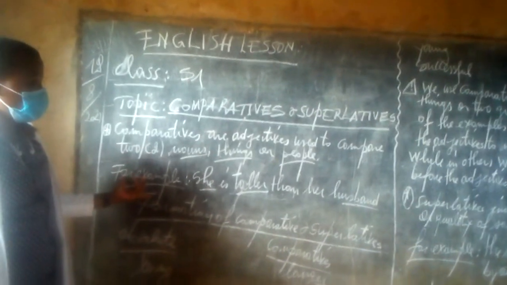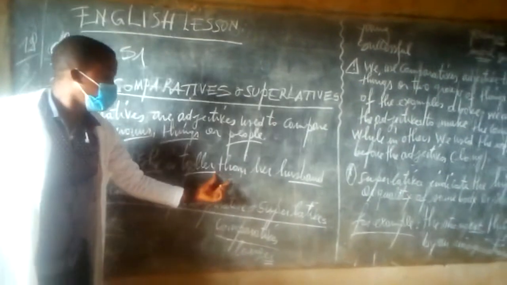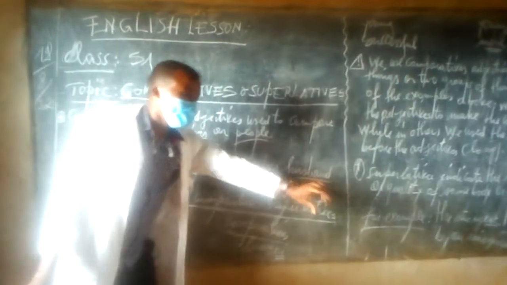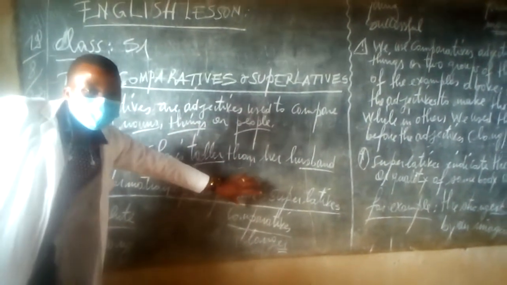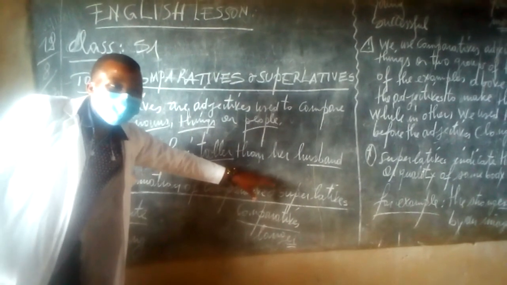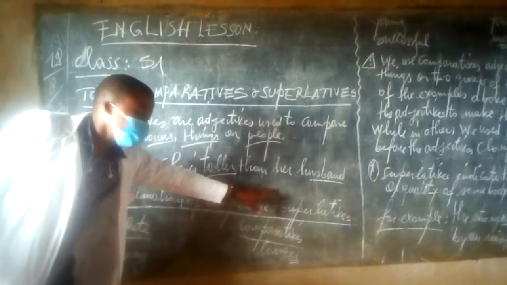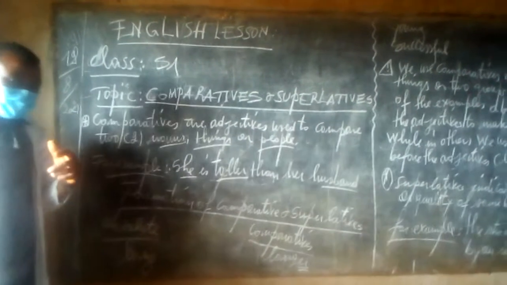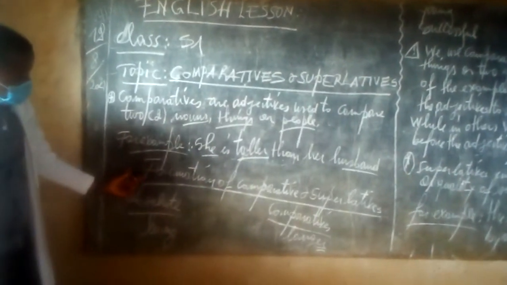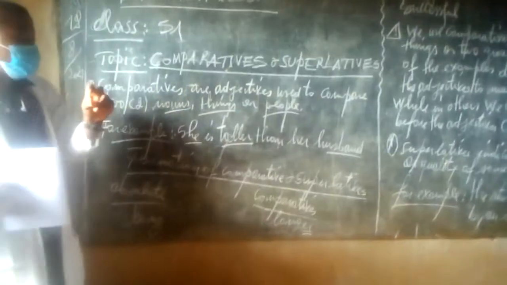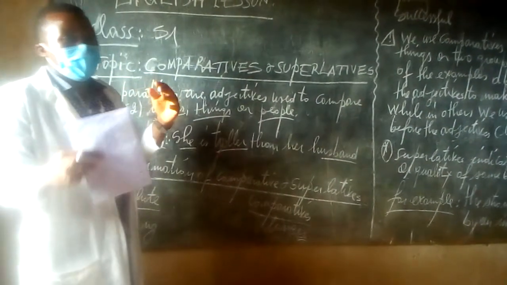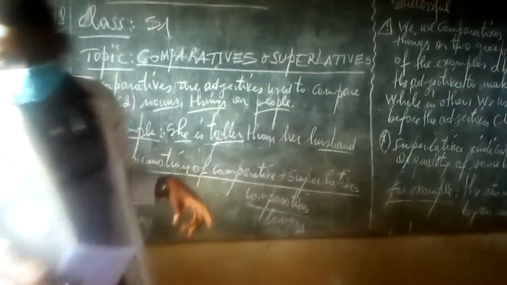For example, you can say, she is taller than her husband. No matter how it is written, we are going to explain it so that you can understand. Is it clear? Yes. I hope you are following. Here we have what we call the formation of comparative and superlative. How do we form comparative and superlative?